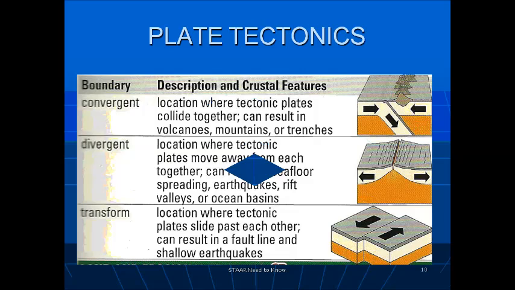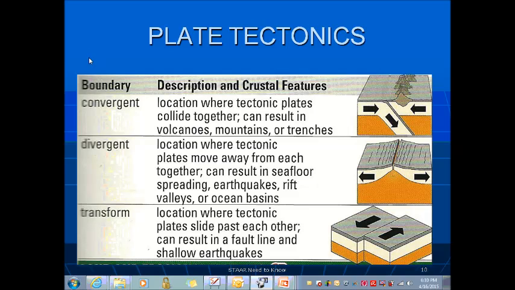So there are three types of plate boundaries when we're looking at plate tectonics. There's convergent plate boundaries, divergent plate boundaries, and transform plate boundaries. So I'm going to start with the easiest of the three, and you should take notes on your notebook paper on each of the three. The transform boundaries is the easiest, so I'm going to start with that one.